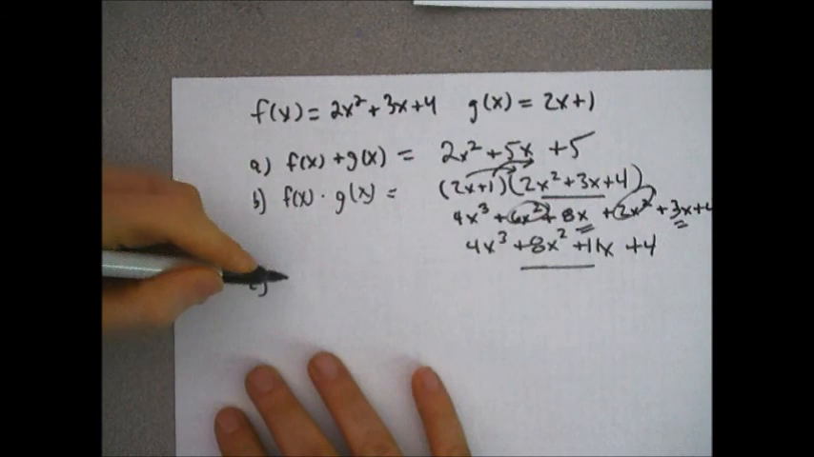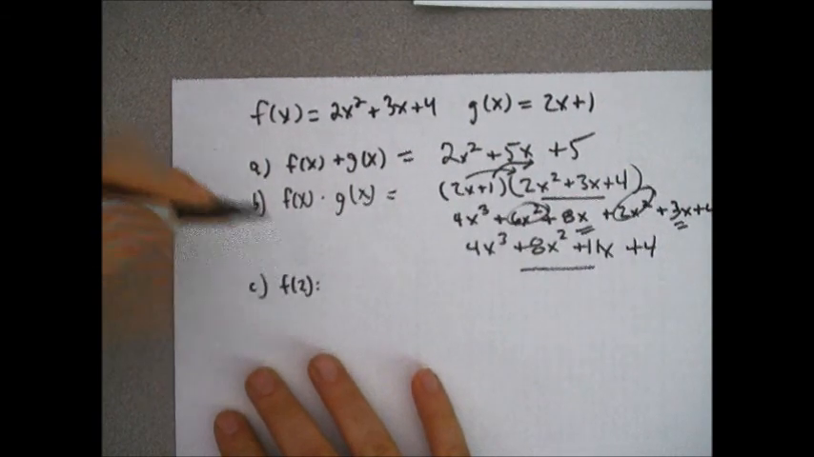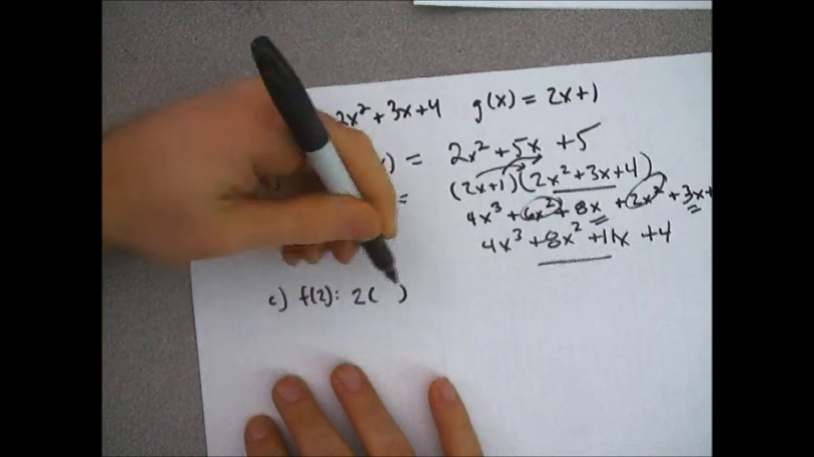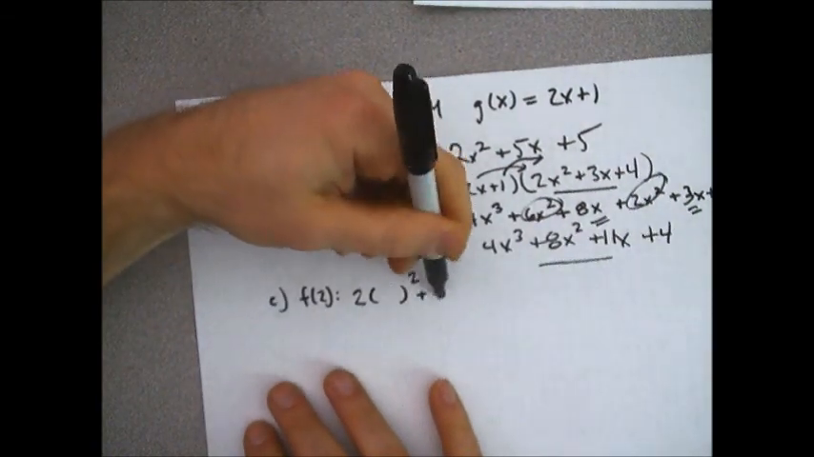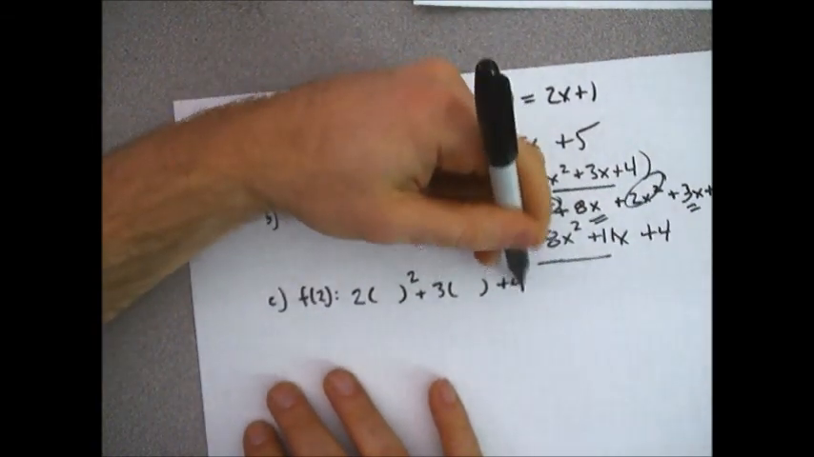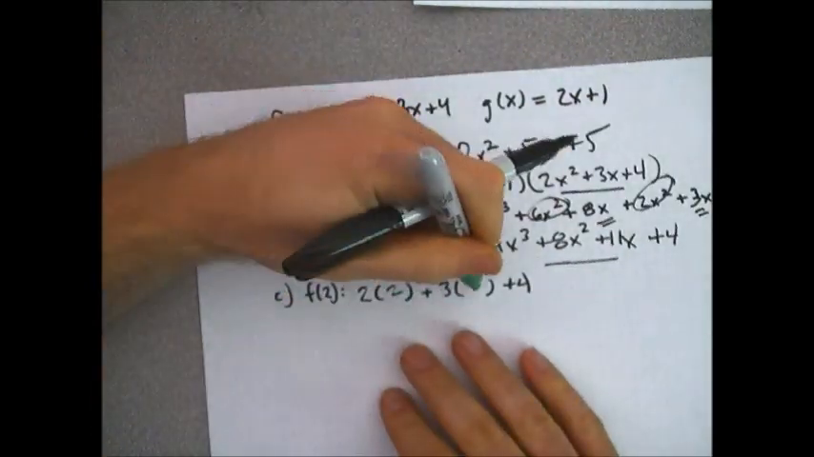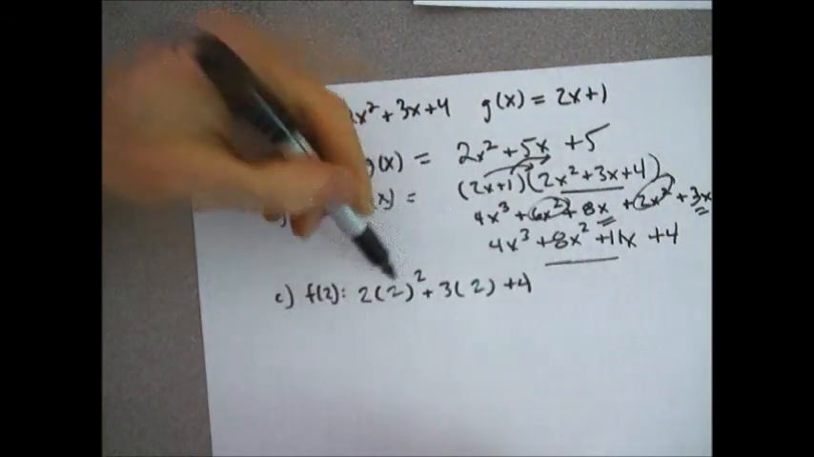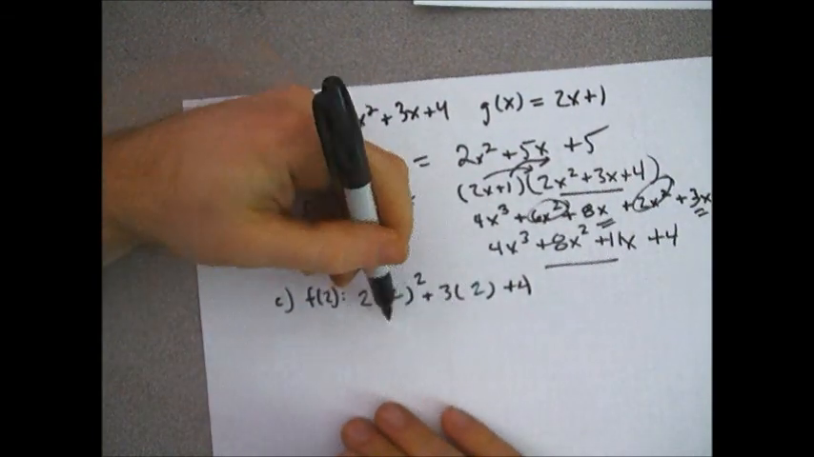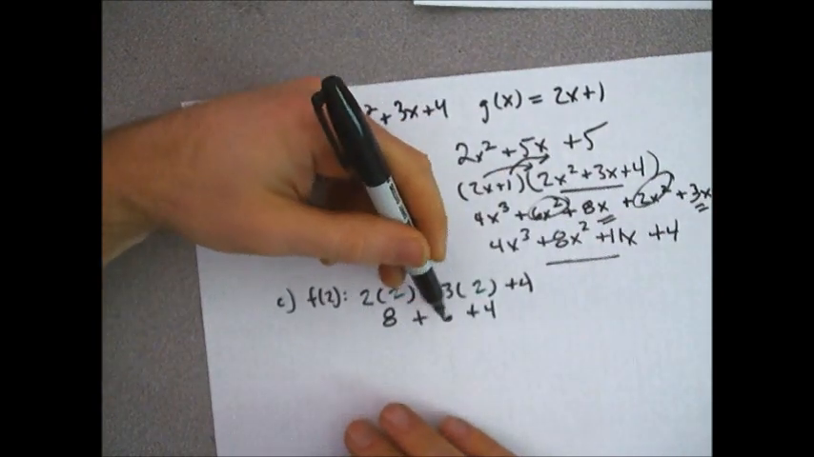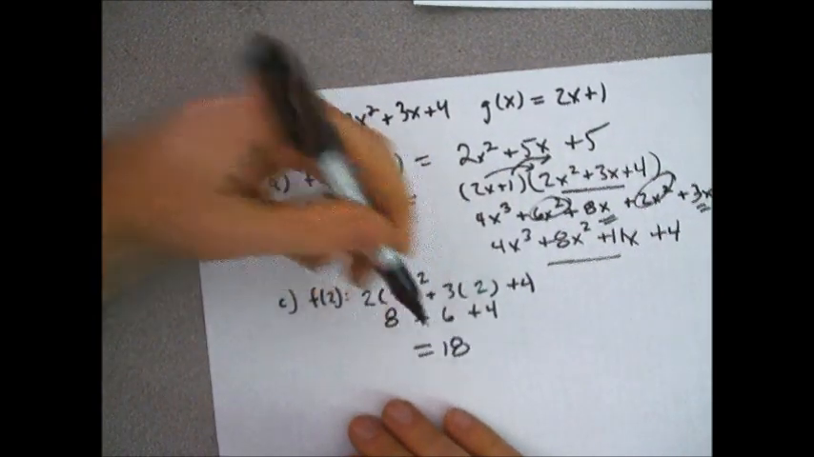Part C says find f of 2. Means I go up to my f function, right? And it says 2x squared plus 3x plus 4. We think of that as the blueprint. But instead of x, what am I going to plug in there? 2. And then we do the math. 2 squared is 4. 4 times 2 is 8 plus 6 plus 4. 8 and 6 is 14, and 4 more is 18.